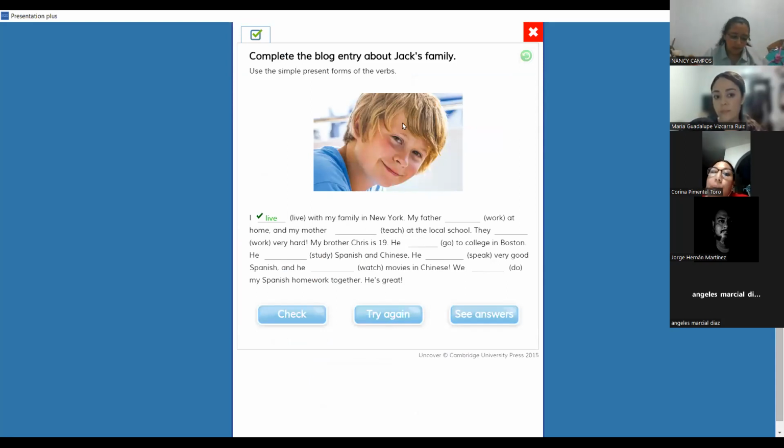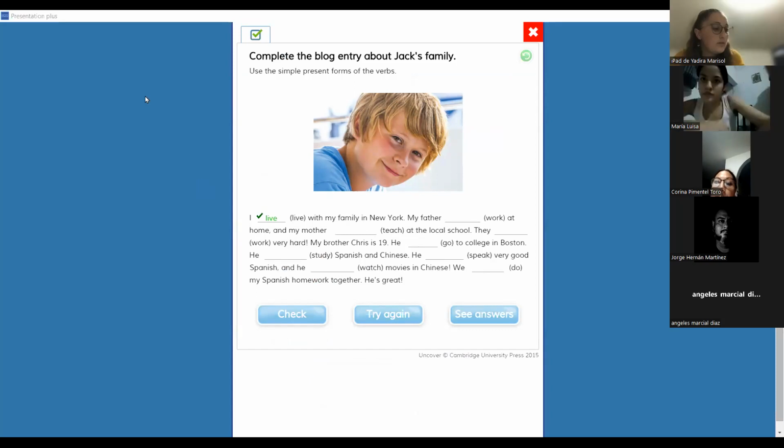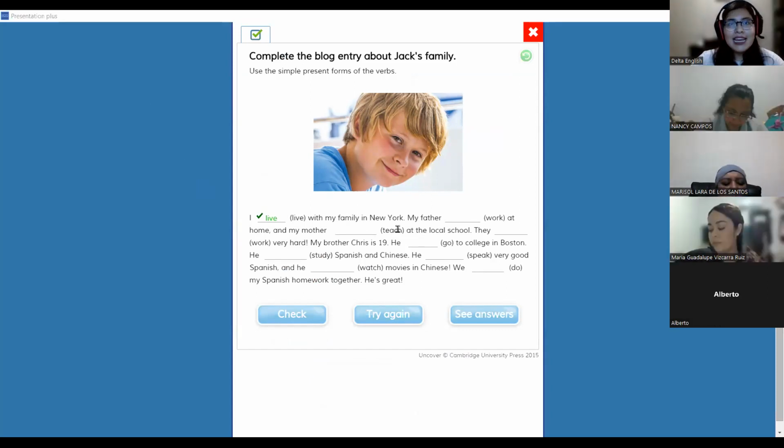So this is Jack, this little blonde, blue-eyed kid is Jack. And he is telling us a little bit about his family. So you guys are going to take the verb that the paragraph is giving you here and use the correct form of the simple present.